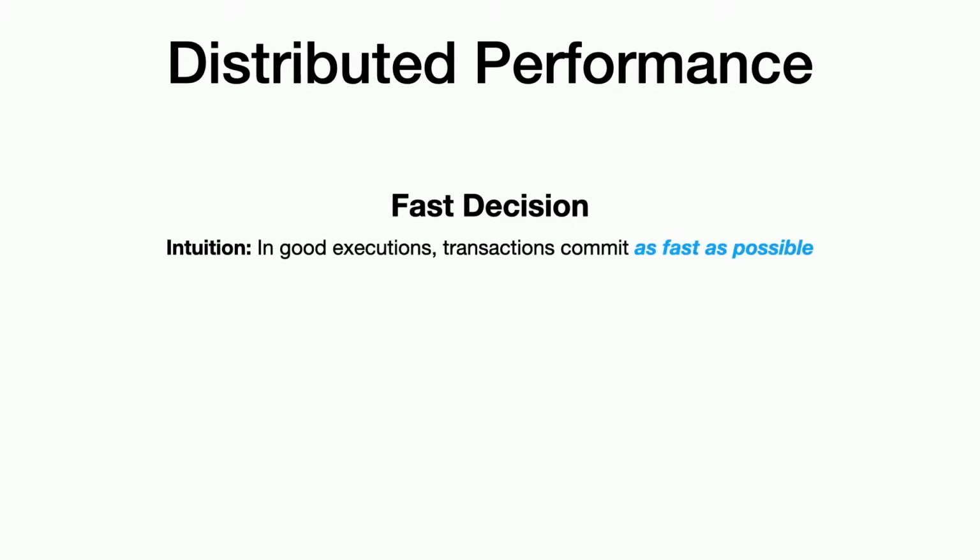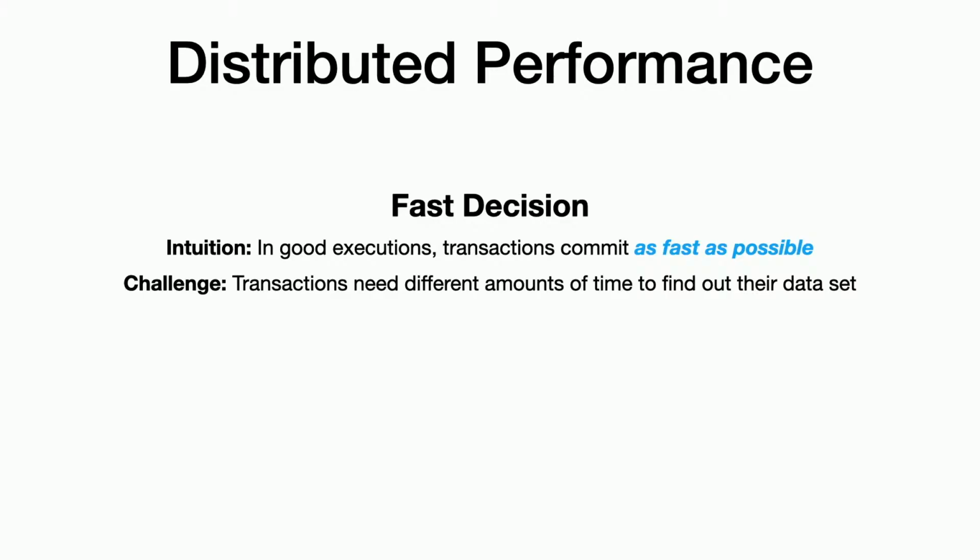Okay, what do we want? We want what we call the fast decision property. What does that mean intuitively? If everything works out, if there's not too many conflicts, not too much asynchrony or failures, we want the transaction to commit as fast as possible. The question is, what does as fast as possible actually mean?